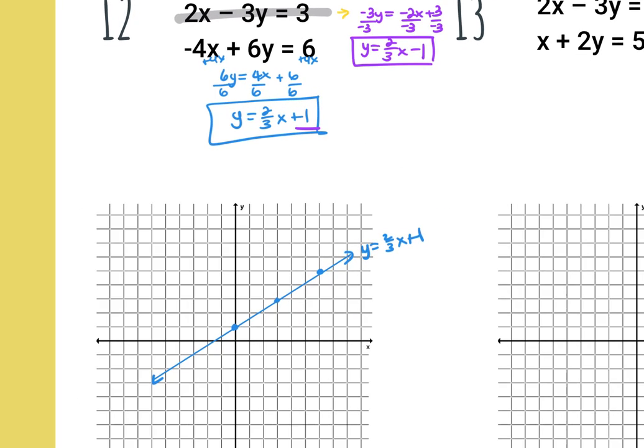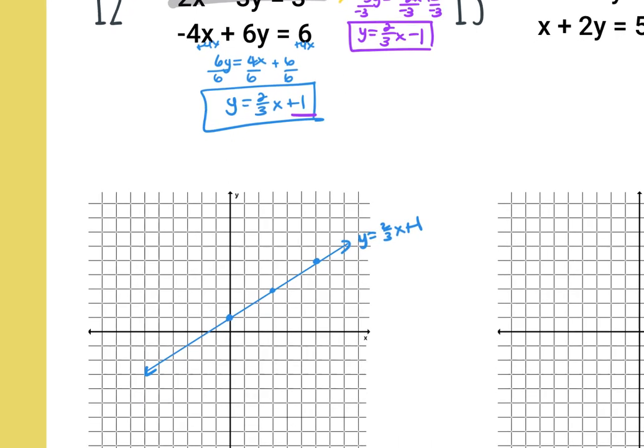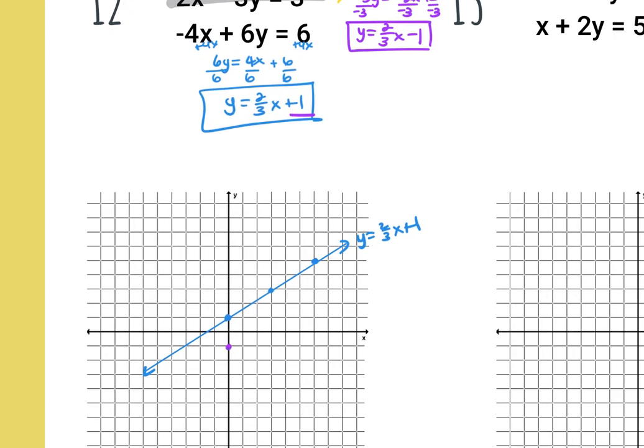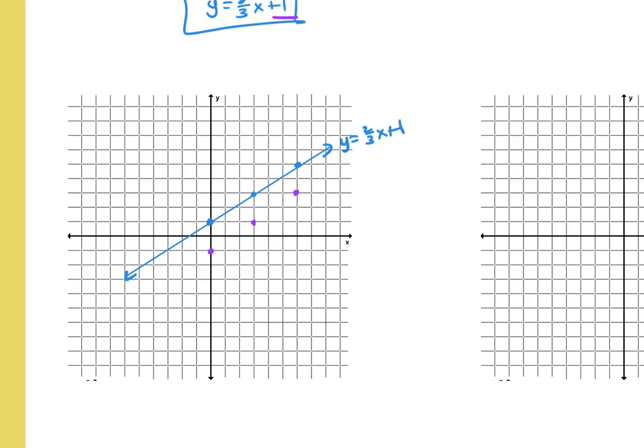Okay, then I do the other one. So I'm doing the purple one now. I start at -1, and my slope is 2/3, so I go up 2 and to the right 3, up 2 and to the right 3. And I draw that line.